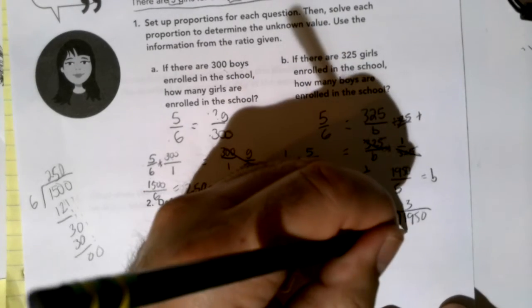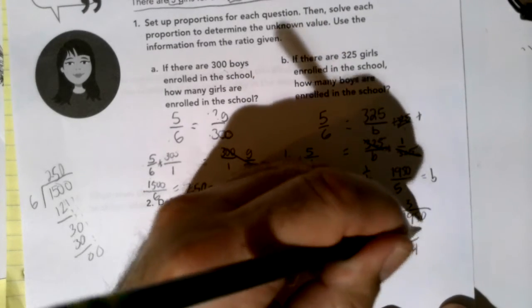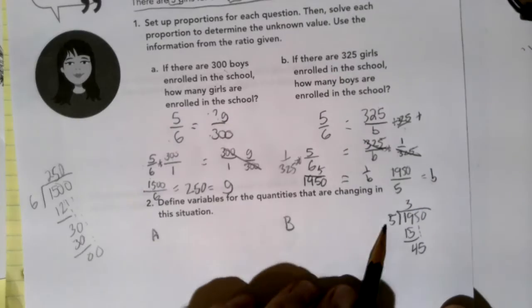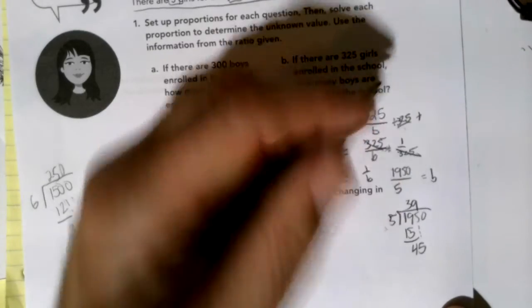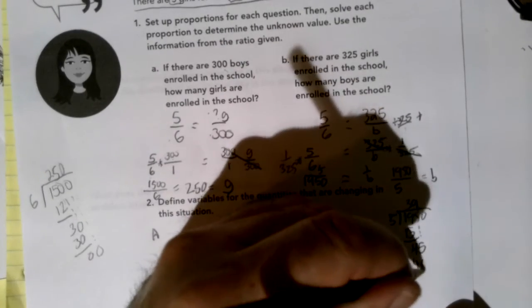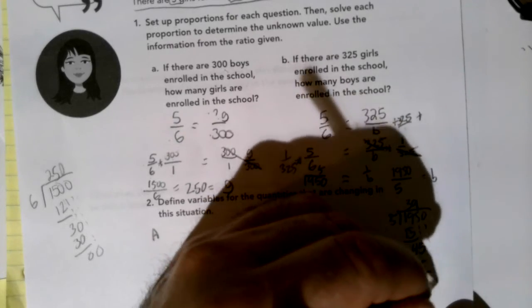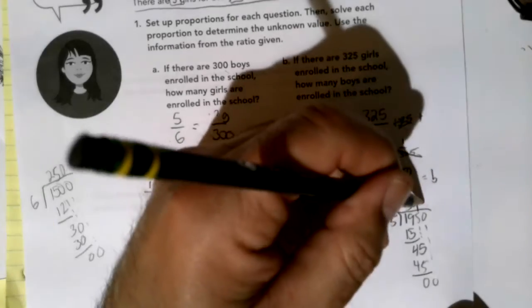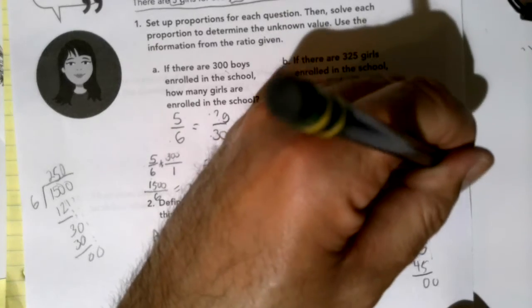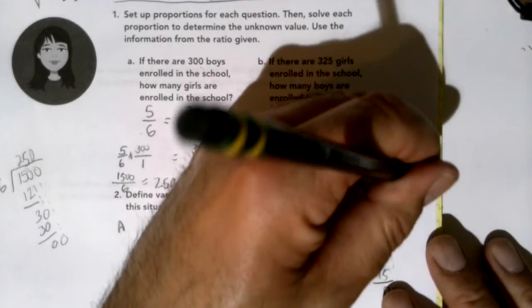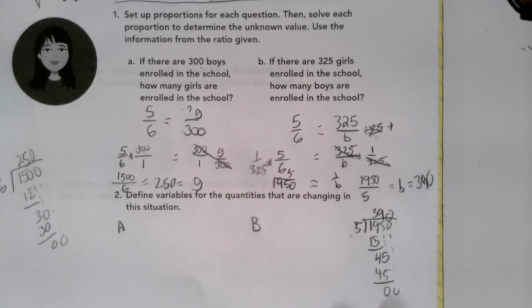There's 3 5s in 19. That gives us 15. 4 left over. Drop the 5. How many 5s in 45? It's 9. Gives me 45. 0. Drop down the other 0. How many 5s in 0? The answer is 0. And B equals 390. So that's a great way to use fractions to solve for ratios.